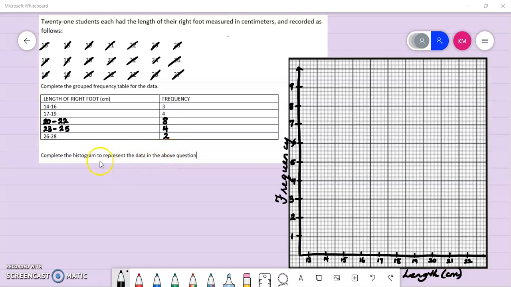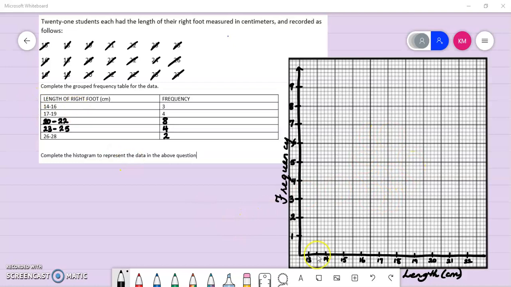Now I'm going to attempt to draw my histogram. I need to remember, for example, in this class interval 14 to 16, that my class boundaries need to be taken into account. So this class interval really starts at 13.5 and goes all the way to 16.5. And that piece of information there is going to be very vital in drawing your histogram.